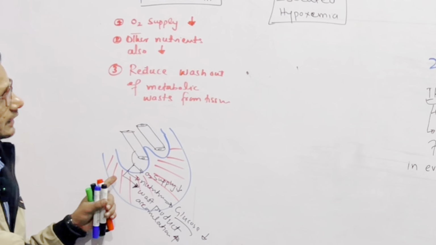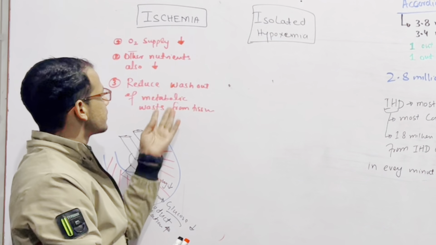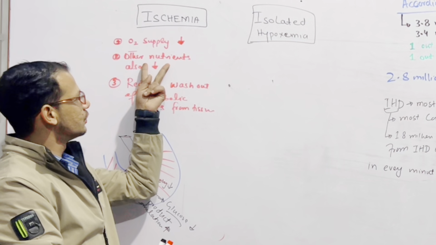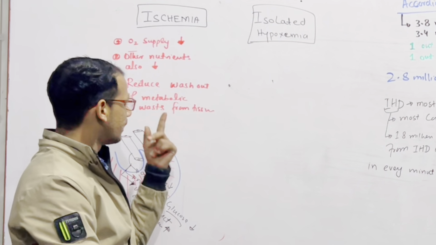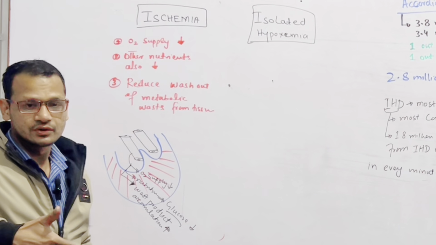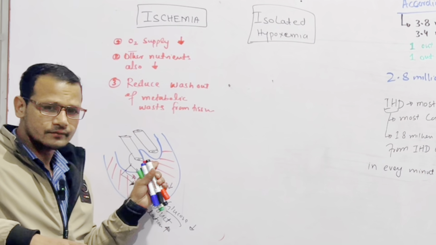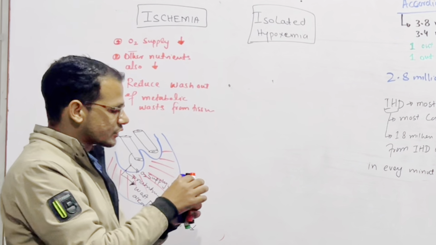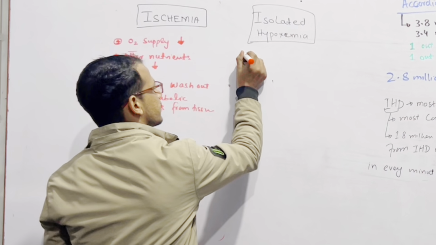And what is isolated hypoxemia? These 3 points are about ischemia, and this condition is called ischemia: when there is a reduction in oxygen supply, a reduction in nutrient supply, and a reduction in washing out of metabolic waste. Heart muscles also metabolize some nutrients, and the waste products produced in this metabolism will accumulate and stay here, and affect the heart muscles. Now isolated hypoxemia is when only oxygen supply is reduced.